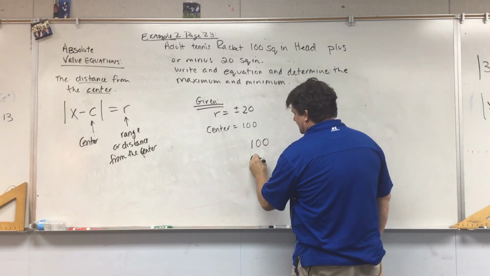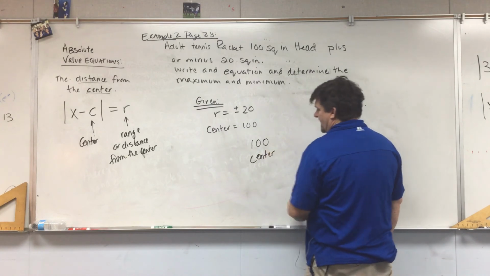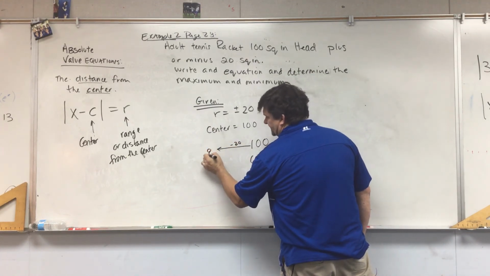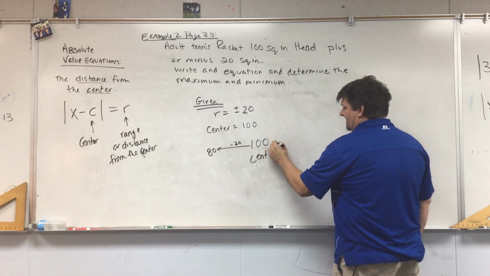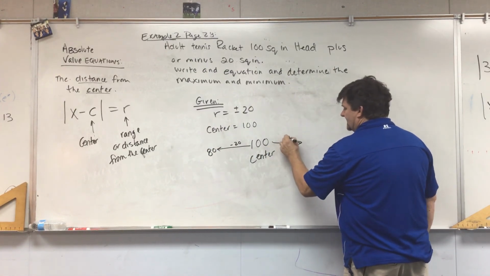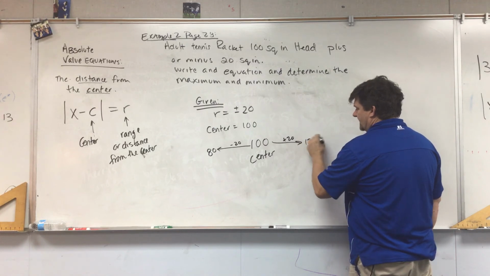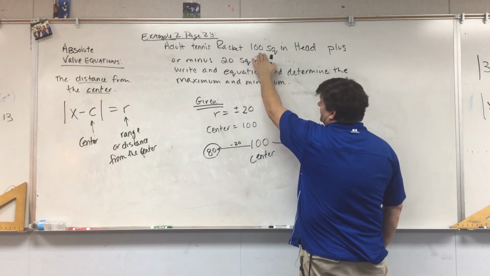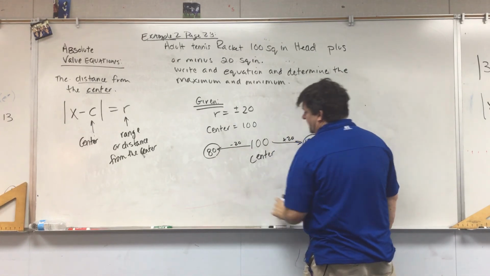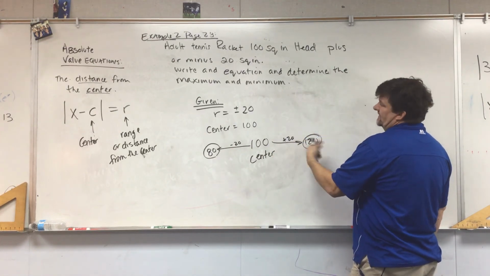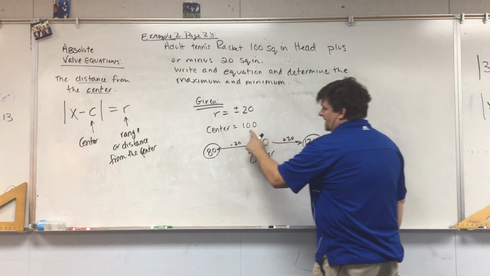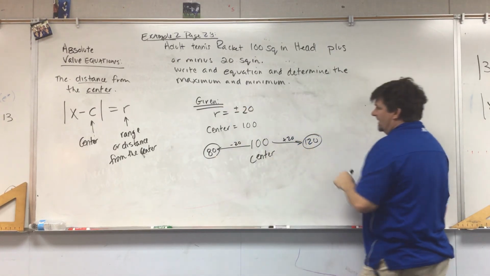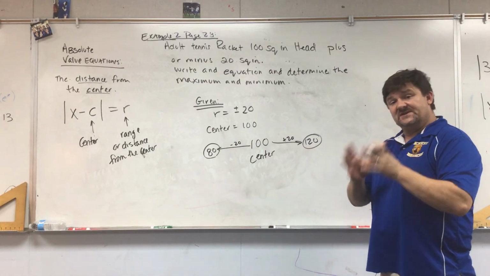100 is the center, and then we have minus 20 this way, which is 80, and we have positive 20 this way, which is 120. So technically looking at this, if my center is 100 and I go minus 20 that way and positive 20 this way, then my answer for my maximum and minimum is 80 and 120. So that's what you see visually.